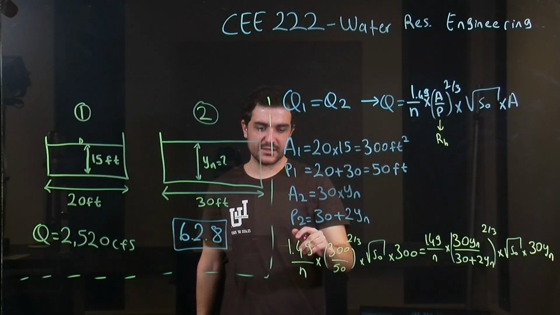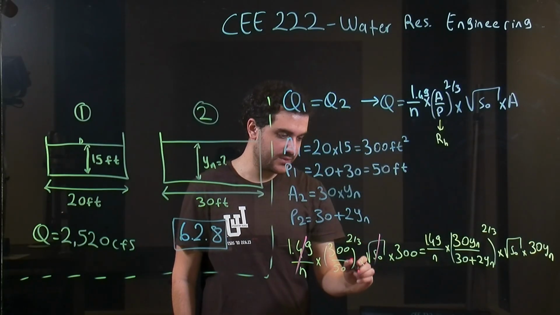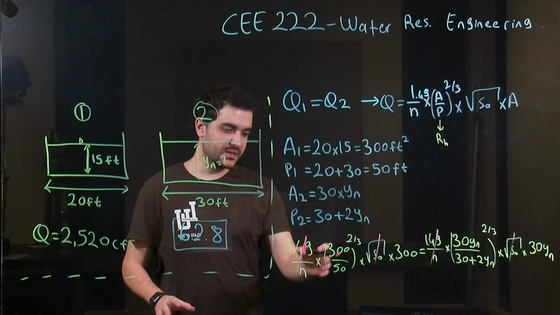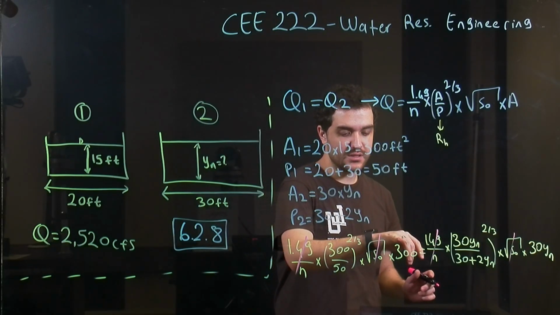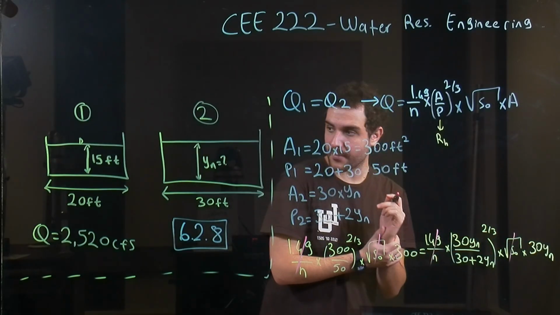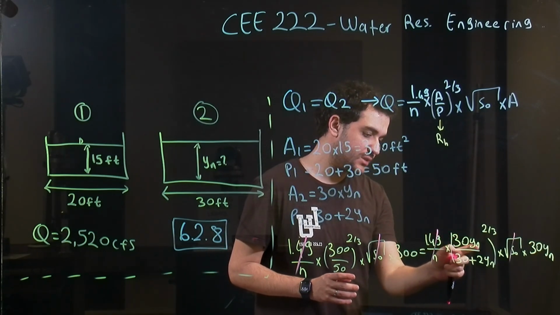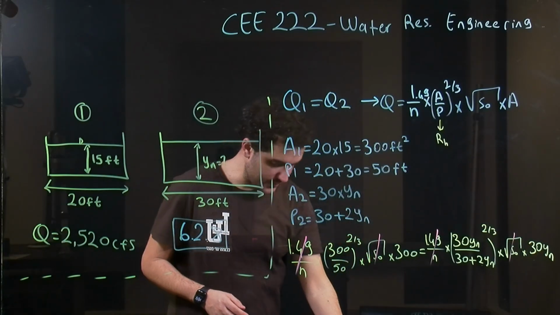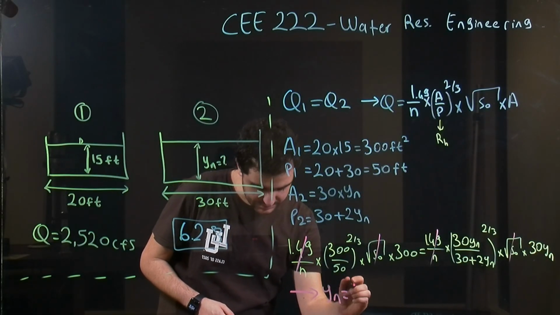Since the question said that the Manning's value and slopes are constant, we can directly eliminate these. And the remaining equation is hydraulic radius times area equal to, again, hydraulic radius times area. And since the normal depth is the only unknown here, we can directly use a calculator or any software. So we can get the value as 10 feet.